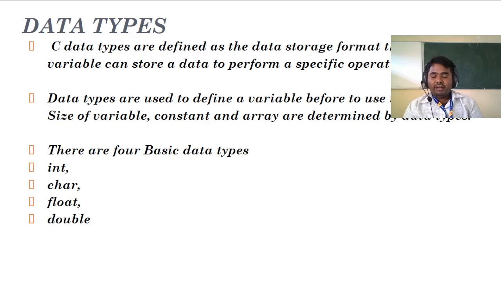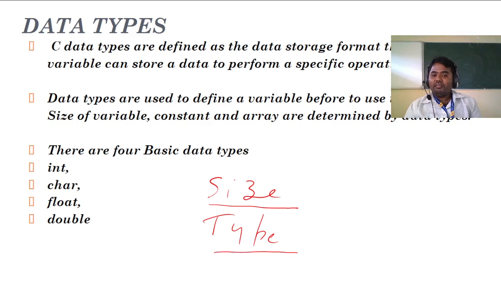Data types tell two things to the compiler. One is the size of the value which we can store, and the second one is the type of the value which we can store. It gives the size, what amount of data we can store, and what type of data we can store inside the memory.